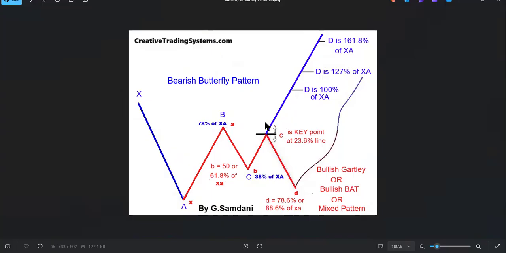So this is where we are now, and we are trying to drop. So that's what I'm saying. The first target would be this, second this.